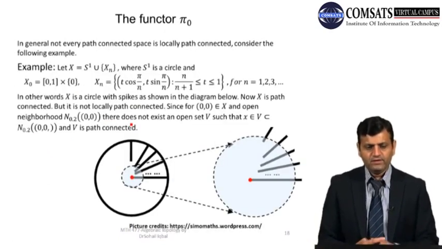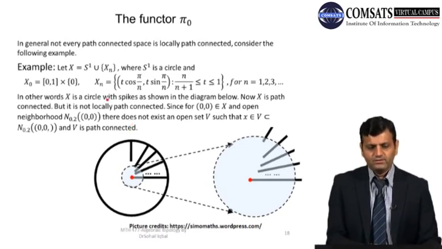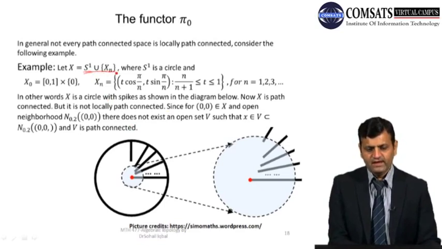So in general, not every path connected space is locally path connected. Let's consider this example. Take this circle S1 and take its union with these sets Xn. So what are these sets Xn? X0 is the interval 0 to 1 cross 0. So we are taking the y coordinate to be 0 and the x coordinate to be from 0 to 1. In the coordinate plane, this is basically the following set, from 0 to 1. Okay, so this is our X0.